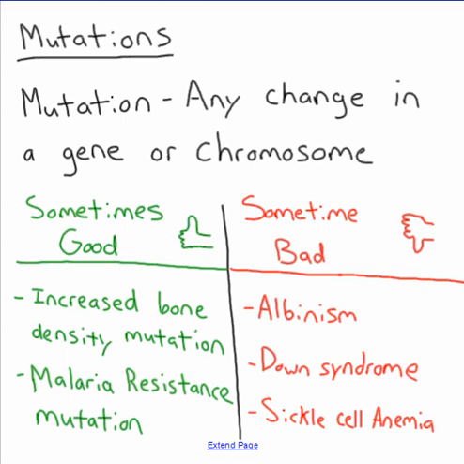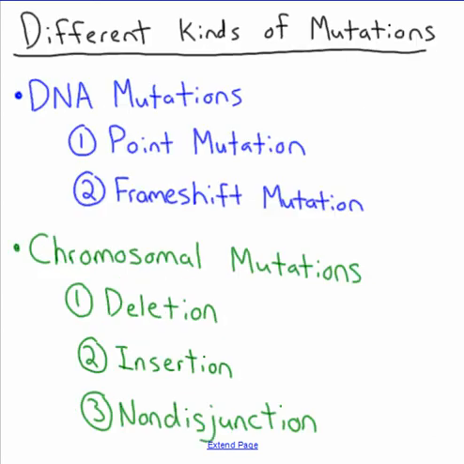However, there are also many bad mutations for humans. So examples would be albinism, or being albino. You have increased sensitivity to the sun due to your lack of pigment. Down syndrome is another mutation, as well as sickle cell anemia, and we're going to talk more about those in a little bit. So these are the mutations we're going to be talking about in this video, and I would say that they increase in severity.